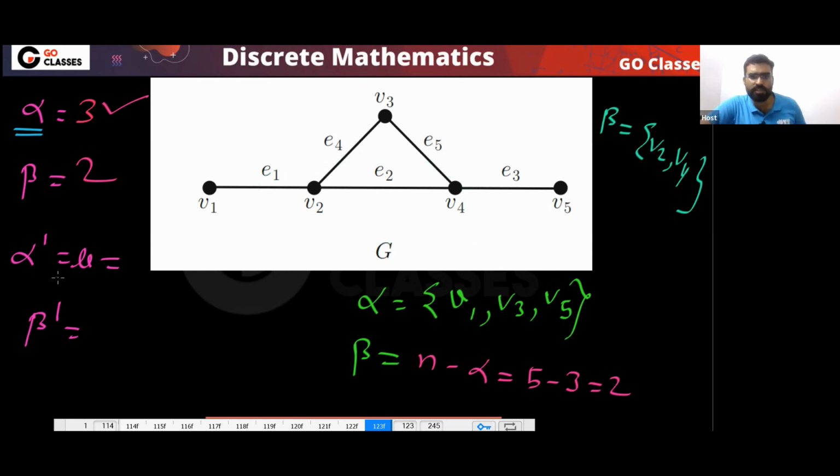Okay. Next, what is matching? What is the largest matching you can create? For example, you can take this edge and this edge. So the largest matching you can create is 2. And what is the edge cover? You want to cover all the vertices. So you have to take this, you have to take this, then you have to take one of them. So finally it will be 3.